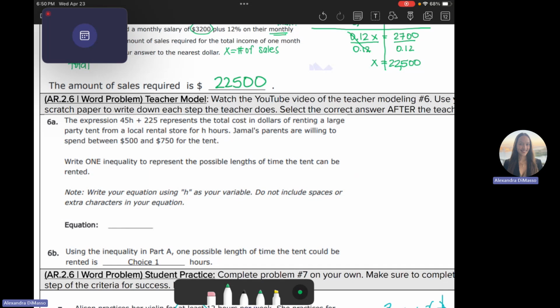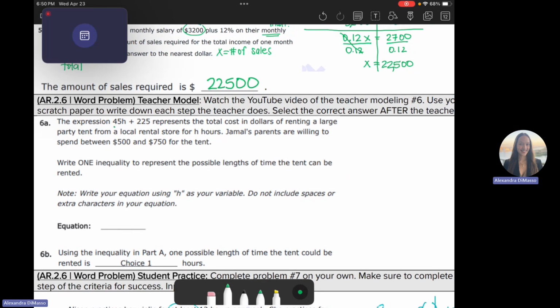So it does say to make sure you write your equation using H as your variable. Now, in this problem, I'm already given the expression 45H plus 225. And that already tells me that is the representation of total cost in dollars. What I'm trying to figure out is Jamal's parents are willing to spend between $500 and $750. So this is my minimum value that they're willing to pay, and $750 is my maximum value. So all I really want to do is take these numbers and write it as one inequality.